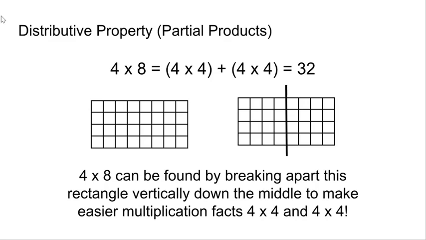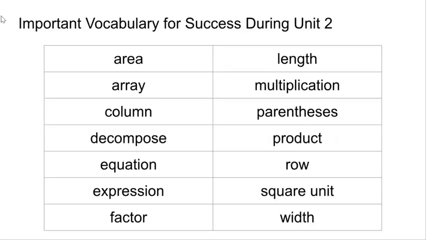When third graders use the distributive property, they break apart rectangles or decompose them into two smaller rectangles that have familiar or smaller factors they already know. Then they find the product of each small rectangle. Lastly, they combine the products of the two small rectangles together to find the total area or product of the large rectangle. Here are some important vocabulary words your students will learn during Unit 2.